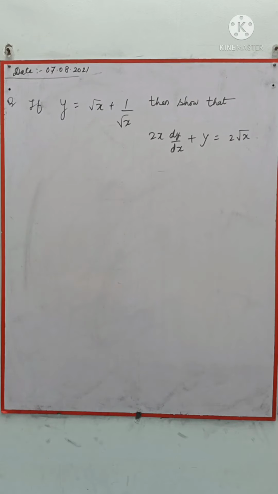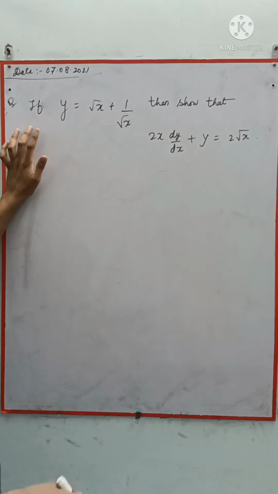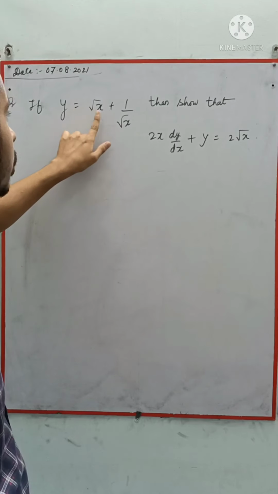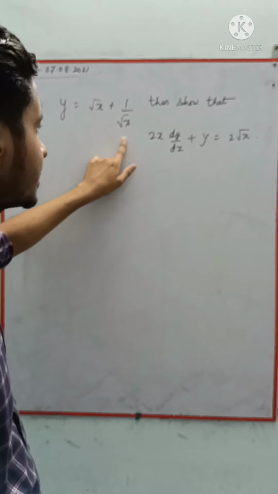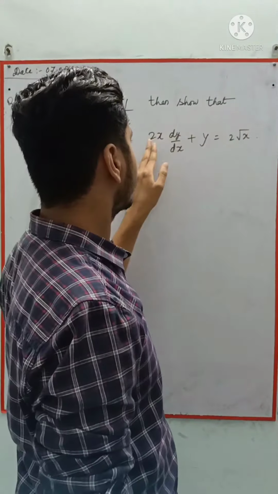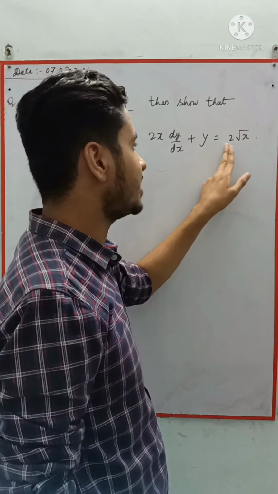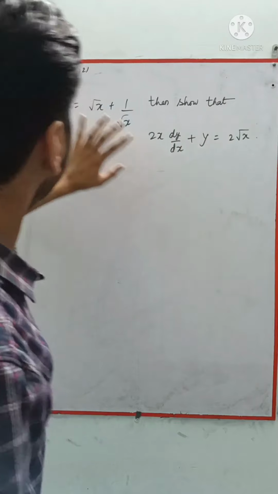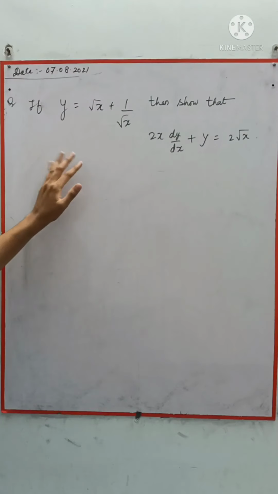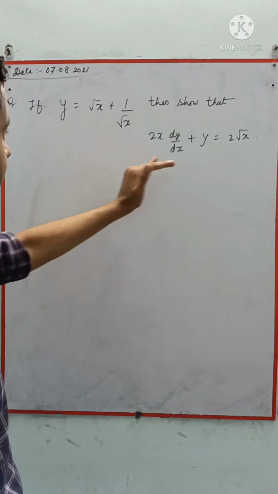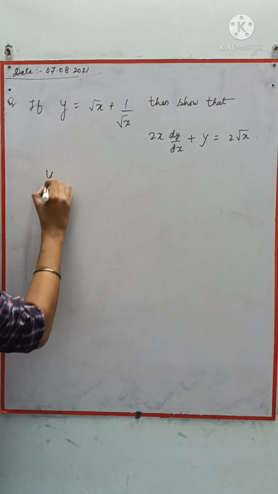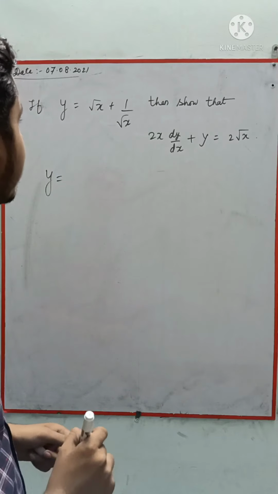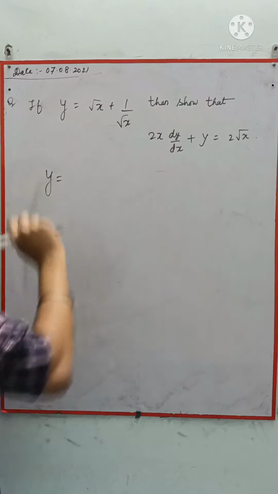Okay, let's understand this question where we are given y is equal to root x plus 1 upon root x, then we have to show 2x dy/dx plus y is equal to 2 root x. So I'll explain how you can prove this, but let's take the given part, differentiate, and accordingly we will see. Before differentiating I just want to tell you that please simplify this.